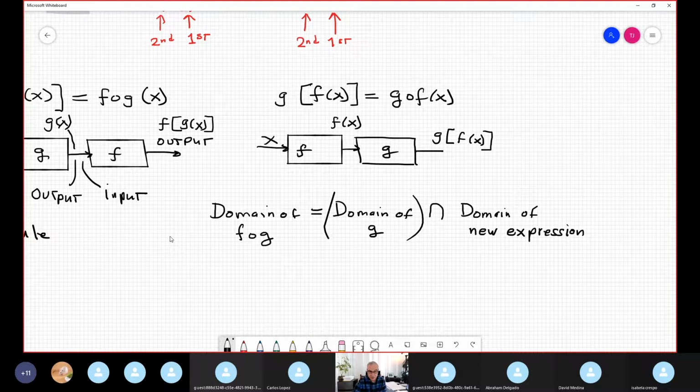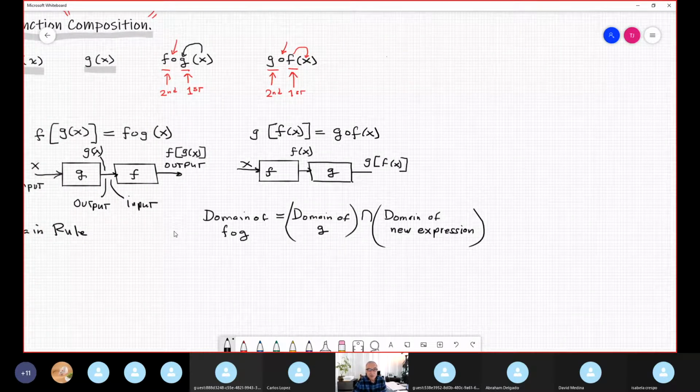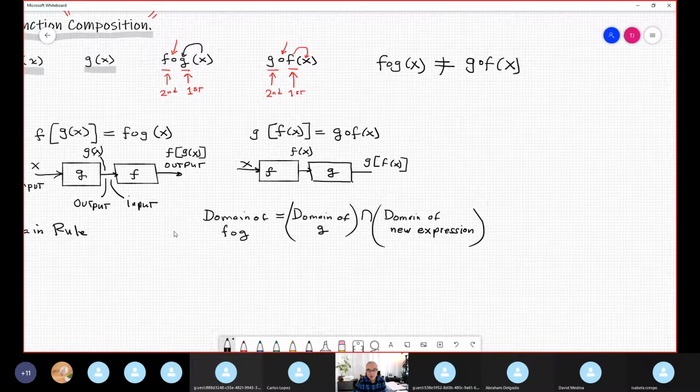In my opinion, this is an easy way to understand it. But let's do an example, of course. In general, guys, f composition g does not equal g composition f. So it is not commutative. When you interchange the functions, you get a completely different answer. In some particular examples, maybe yes, but in general, no.